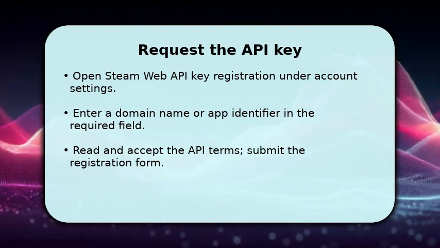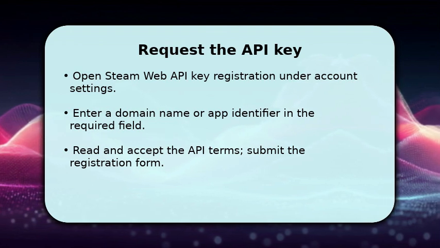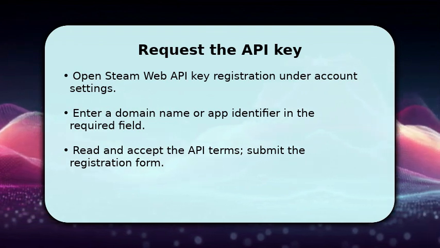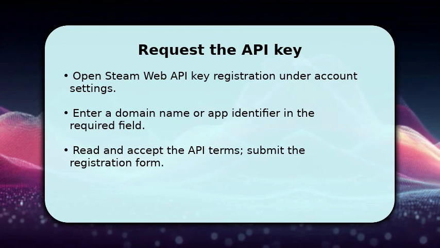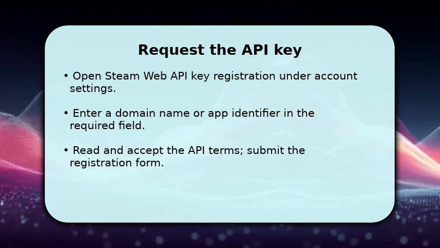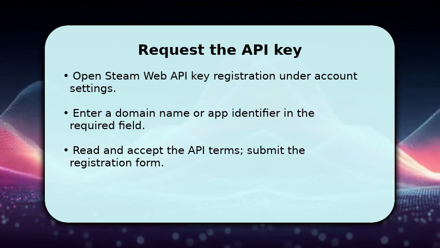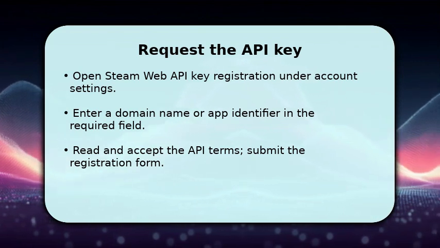After completing fields, read and accept the Steam Web API terms because compliance matters for access. Then submit the form and wait. Steam usually issues a key immediately on the confirmation page, so copy it exactly as shown.